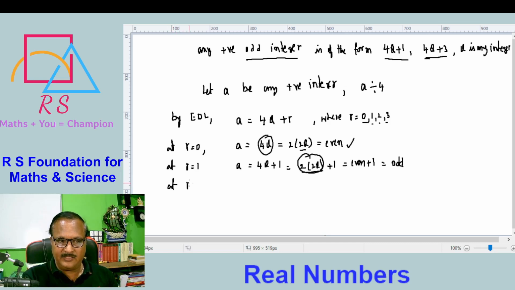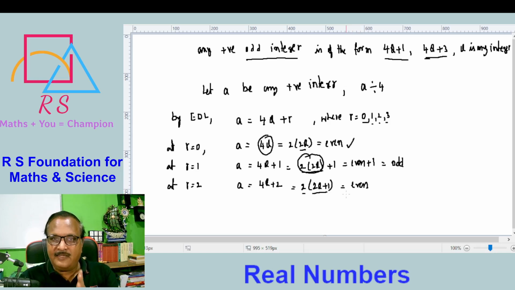Similarly, at r is equal to 2, a is equal to 4q plus 2. Then I can take 2 common: 2 into 2q plus 1. 2q plus 1 is an integer, whether it is odd or even, and it is multiplied by 2, so it is always an even number. It is the definition from the previous lesson. So at r is equal to 2, a is even.